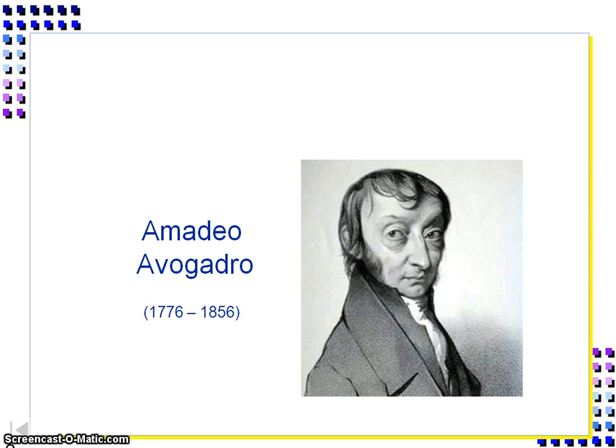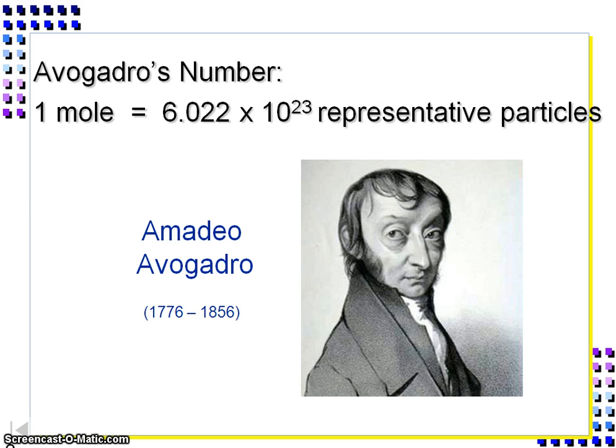Well, the word mole should make you think of Avogadro's number. And this is a number that you need to memorize and put in your brain for the test. Avogadro's number, named for Amedeo Avogadro, an Italian scientist: 1 mole is equal to 6.022 times 10 to the 23rd particles. So 1 mole is equal to that very large number of things.